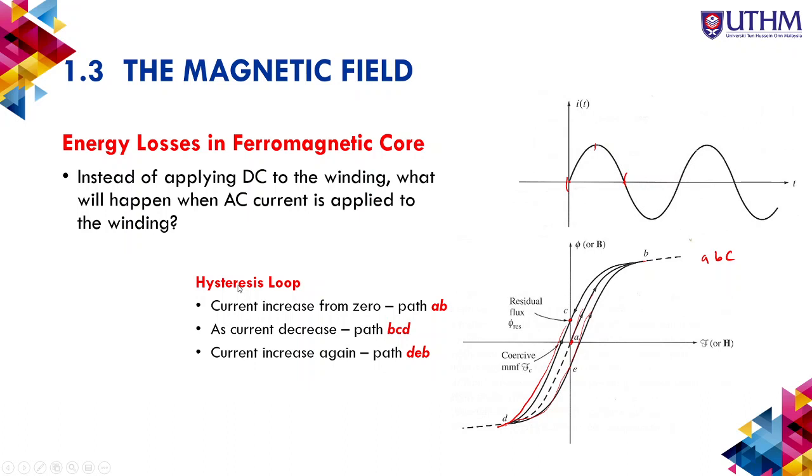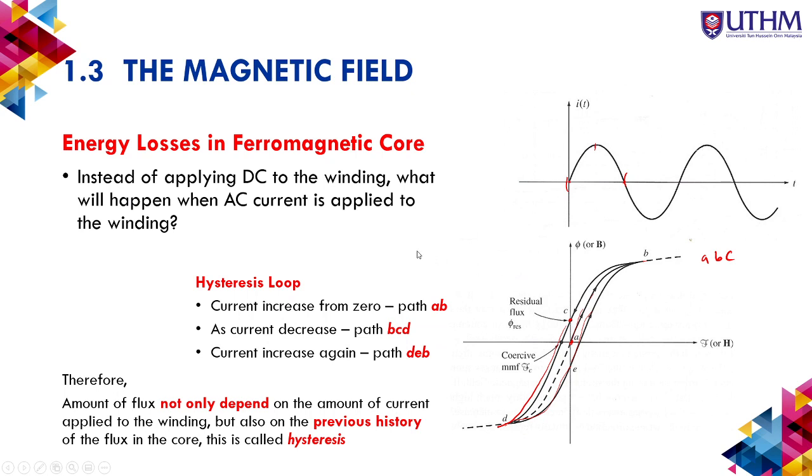So this is called a hysteresis loop. The current increases from 0, A to B, and as current decreases, it becomes BCD. As current increases again, they go DEB. They will not go to the center again. So this is called residual flux. This amount of flux not only depends on the amount of current applied to the winding, but also on the previous history. It is as if they store some flux over there. This is what happens in a magnet.